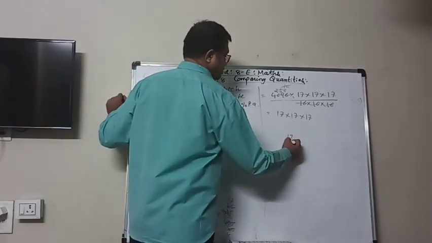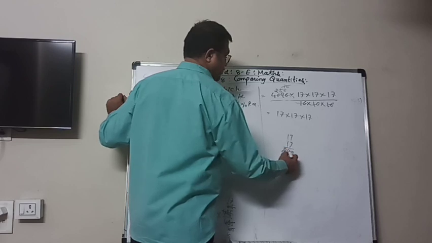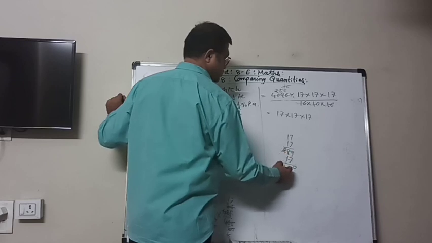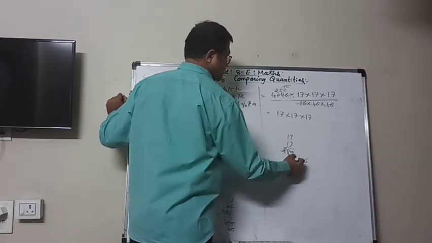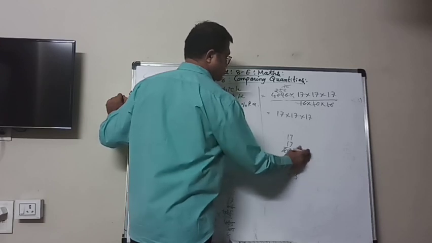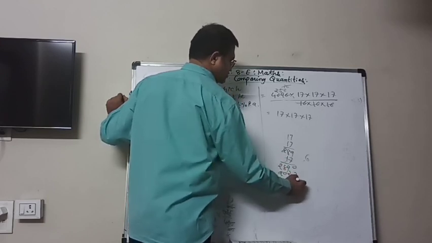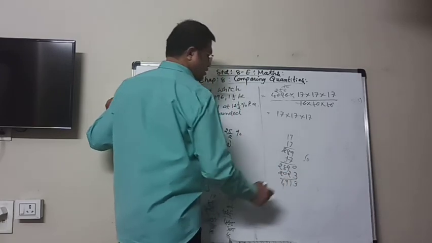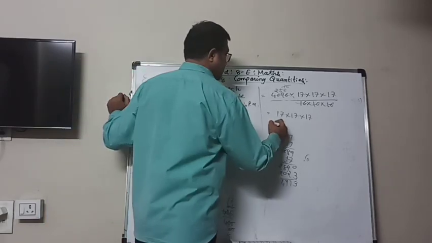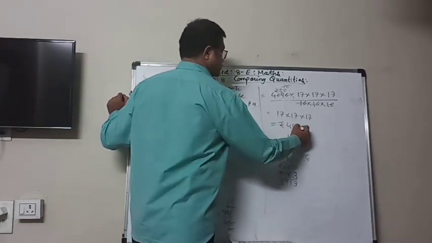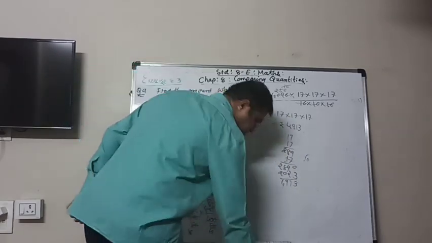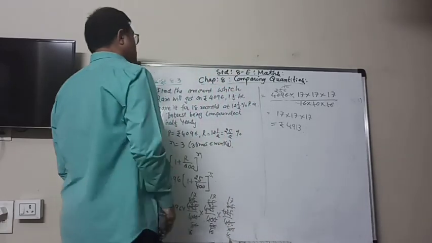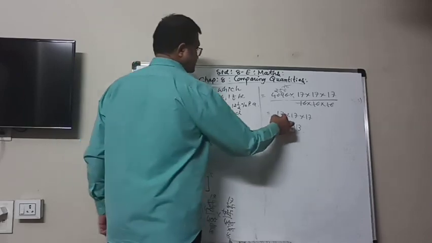So here we have to multiply 17 into 17 into 17 to get the answer. So 17 into 17 is 289. 289 into 17, 9 ones are 9. So 4,913. So after the 18 months, Ram will get the amount of rupees 4,913.